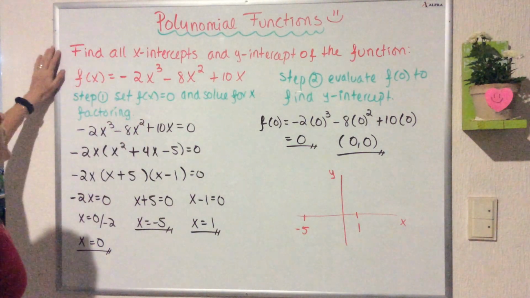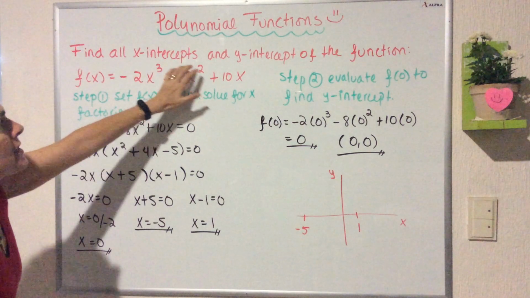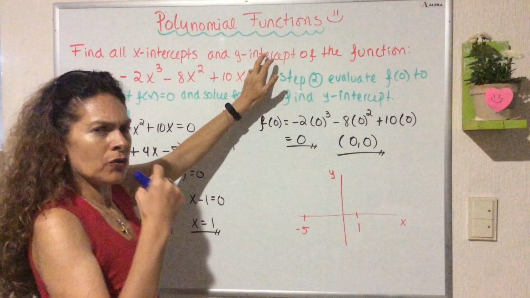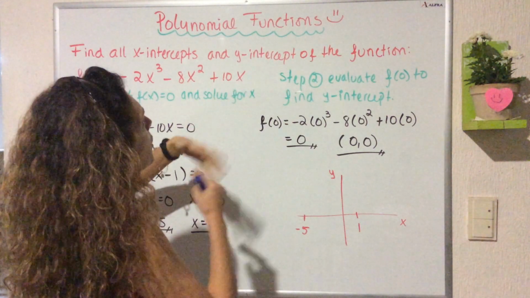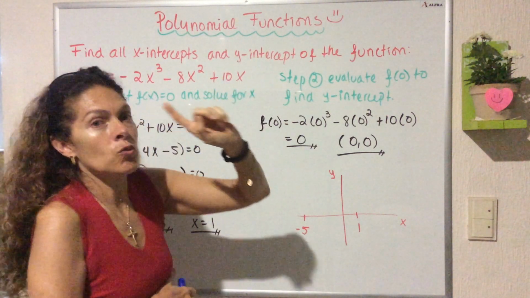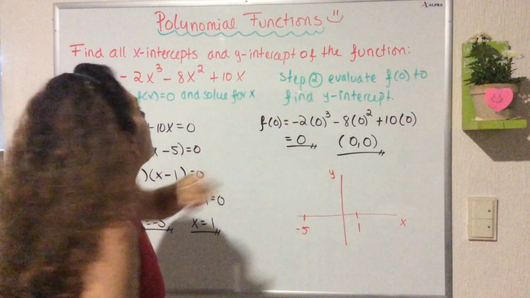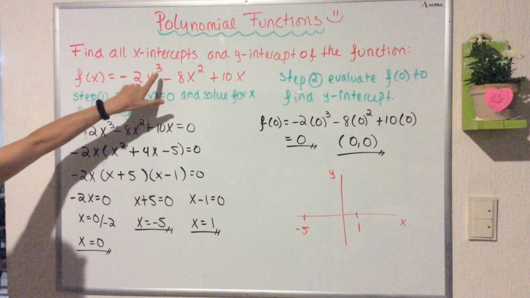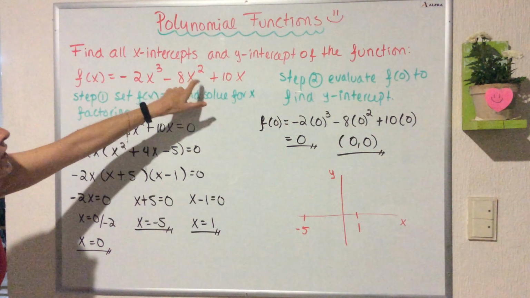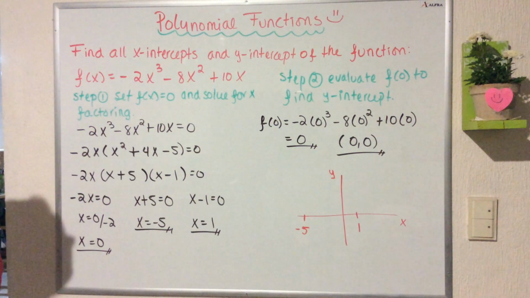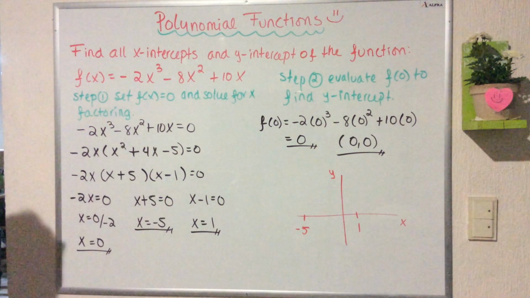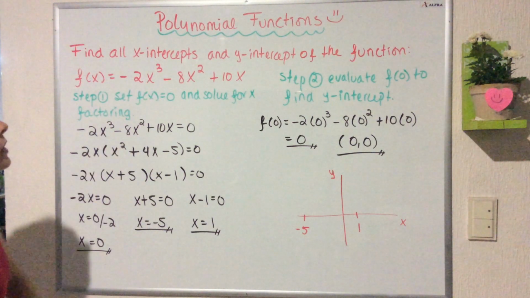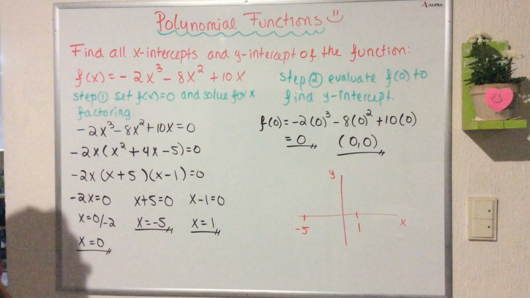Find all x-intercepts, so we have to find all the zeros, okay? And the y-intercept, we're just going to find one. Always in polynomial functions we have just one y-intercept of the function. Here they are giving us the function f of x equals minus 2x to the third minus 8x to the second plus 10x. And as you can see, the degree of this polynomial function is 3. So we have to find 3 roots or 3 zeros, okay?